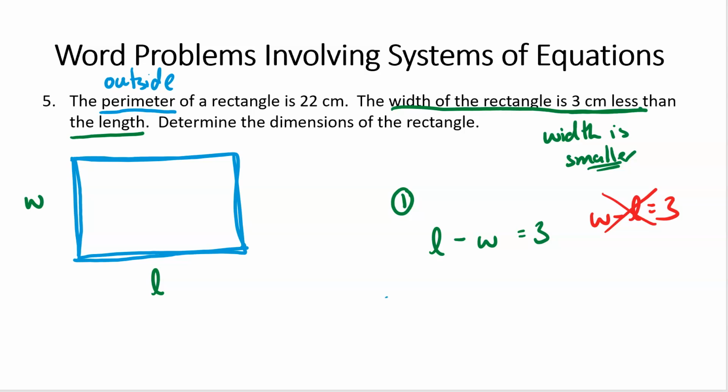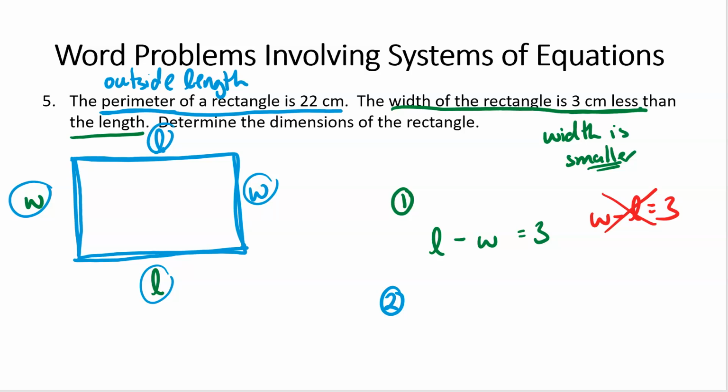How about equation 2? For equation 2, we're told the perimeter, or the outside length of the rectangle, is 22. But what's a formula for perimeter? Perimeter is the width plus the length plus the width again plus the length, or 2W plus 2L equals the perimeter. So 2 widths plus 2 lengths equals the perimeter, which we're told is 22.